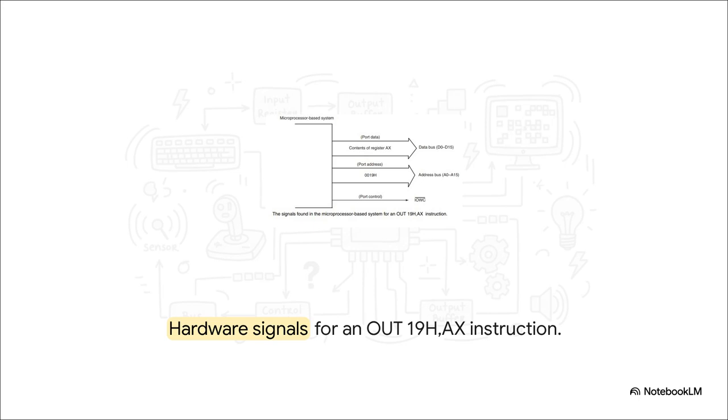Meanwhile, the fixed address, which has been zero extended to 0019H, is targeting pins A0 to A15 on the address bus. And crucially, this is all accompanied by an active low IOWC, or Input-Output Write Command Port Control signal. That right there is your software manifesting as raw electricity.